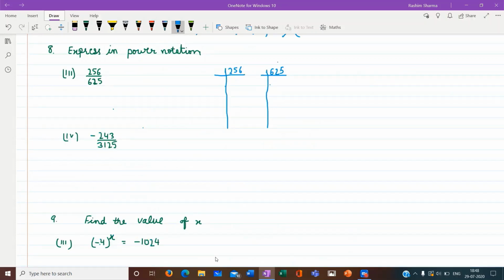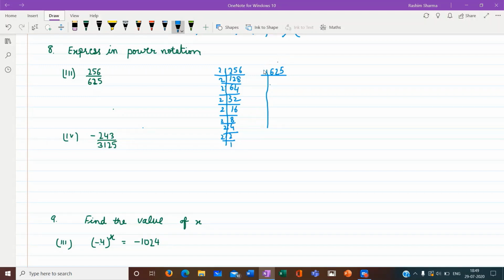Question number 8 is express in power notation. It means we have to write in exponential form. For that we are given the fraction 256 upon 625. That means we have to first find their prime factors. Okay, so let us divide 256 by 2. We get 128, then 64, 32, 16, 8, 4, and 2 and 1.